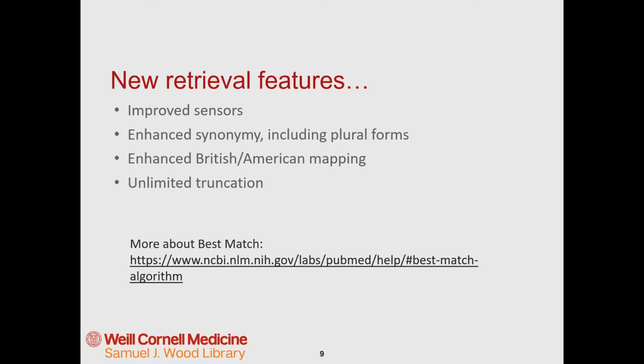In addition to the familiar automatic term mapping to medical subject headings, or MeSH, the new PubMed includes additional useful synonymy, including plural forms. The new PubMed system comes with better mapping between British and American spelling, so you don't have to worry about including variant forms in your search. So for example, do we have that extra A in anesthesia that the British use, or does the article only use the American spelling? You don't have to worry about that anymore.